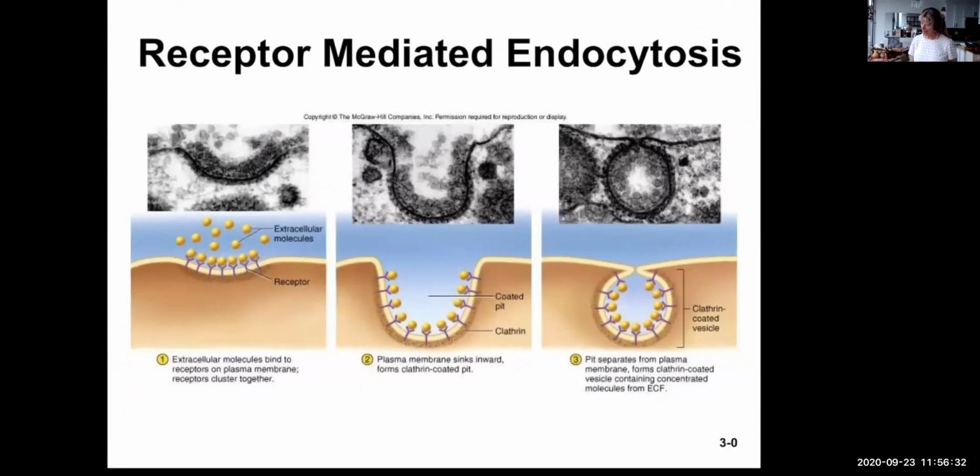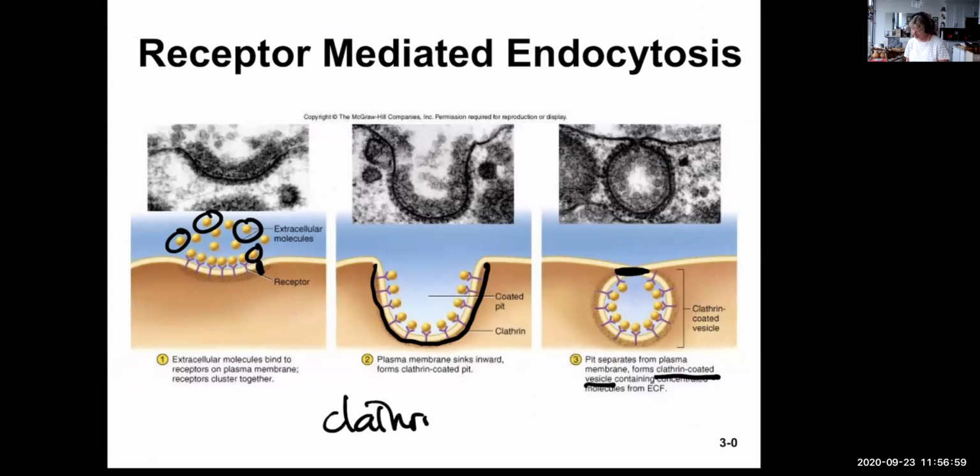Receptor-mediated endocytosis occurs when molecules are required inside the cell, but they must bind to a receptor that's in the plasma membrane. Once that occurs, then the plasma membrane will involute or invaginate and eventually get pinched off, forming a clathrin-coated vesicle. Now the needed products are inside the cell in a vesicle.